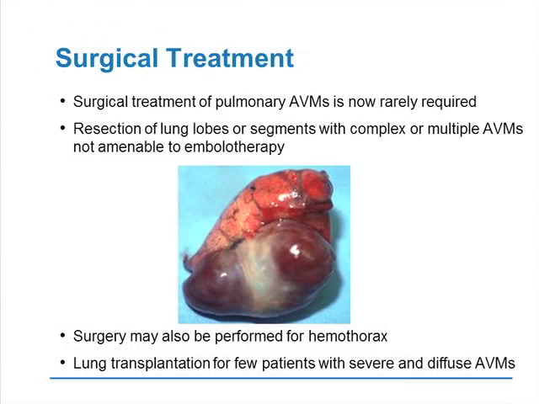Now, as I mentioned earlier, surgical treatment of pulmonary AVMs is rarely done. It's resection of lung lobes or segments with complex or multiple AVMs not amenable to embolotherapy, which is rare nowadays. But of course, if patients have an AVM that ruptured into the pleural space or caused a hemothorax, in those patients we do surgery. And lung transplantation is rare now. It's mainly for patients with severe diffuse AVMs.